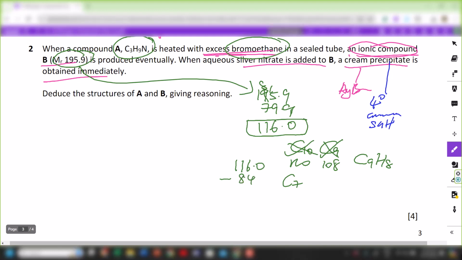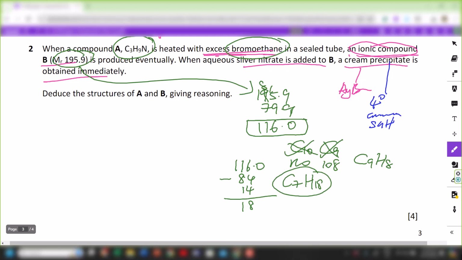Not to forget, I have my nitrogen, so that will be 14. Okay, so if you just do a quick calculation, we end up with 18, right? So C7H18. So this might be possible to be the alkyl groups that are bonded to the nitrogen.